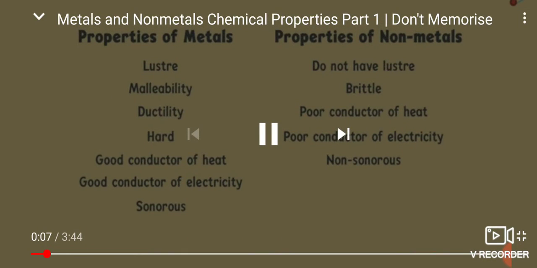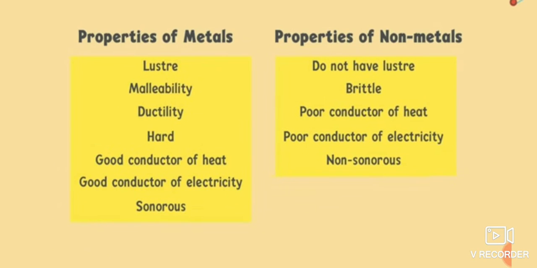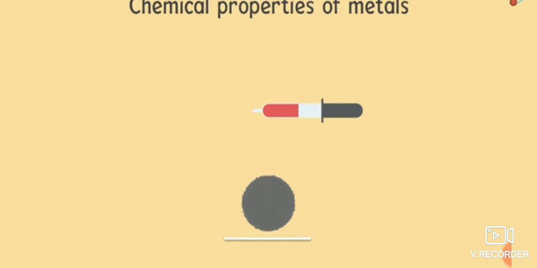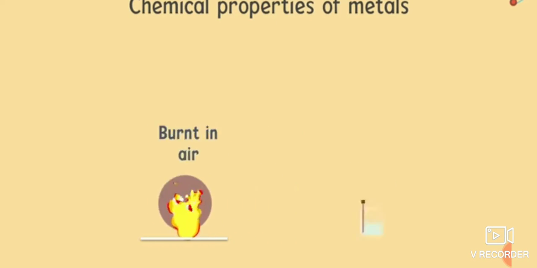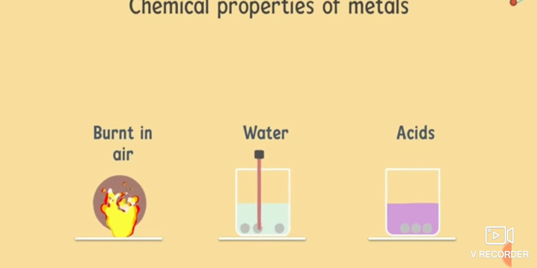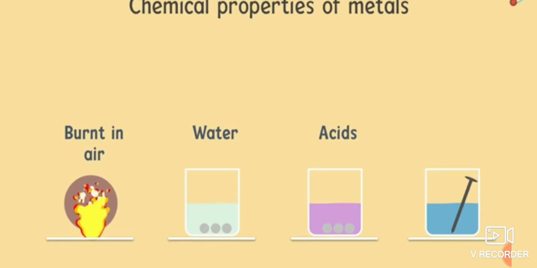Metals cannot be clearly classified into metals and nonmetals based on their physical properties. Will chemical properties help? Let's understand chemical properties of metals first. When we're looking at chemical properties of metals, there are a few things we will look at. We will see what happens when metals are burnt in air, when metals react with water, when metals react with acids, and lastly, when metals react with solutions of other metal salts.